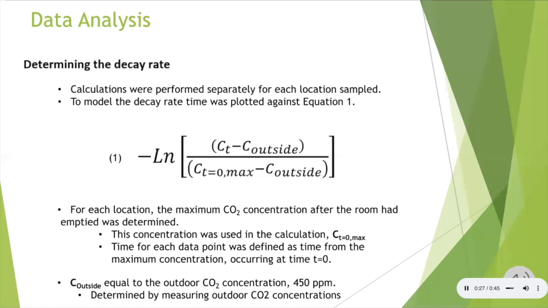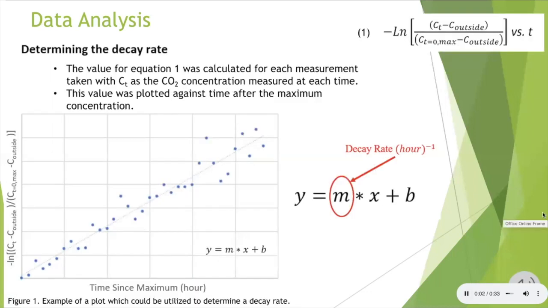The maximum carbon dioxide concentration after the location had been vacated represented C max, or concentration max, as well as the starting time, t equals 0. The outside air was sampled, and it was found that C outside, the ambient carbon dioxide concentration, was equal to 450 parts per million. After completing the calculations for equation 1 and determining those values, the plots were created, as is seen in the example decay rate plot at the bottom of this slide.